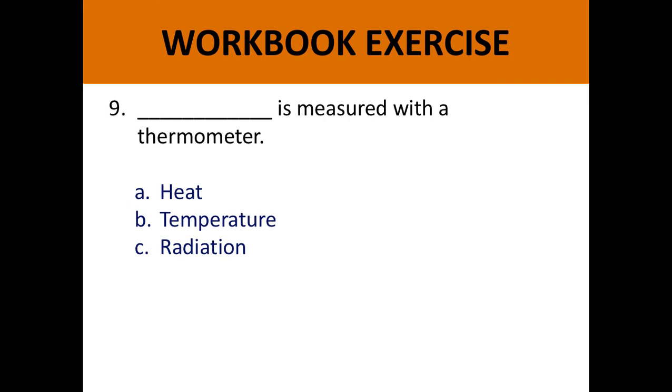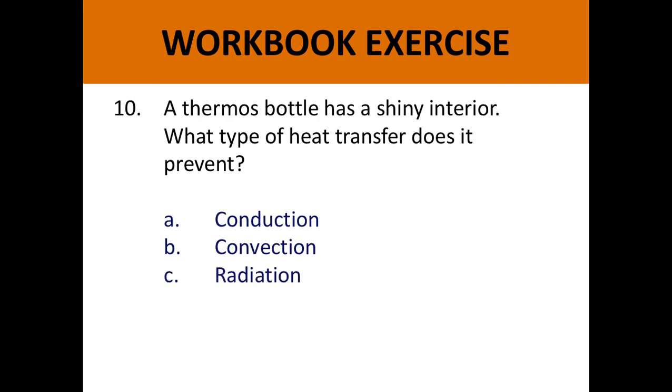Blank is measured with a thermometer. You have a choice of A, B, or C. Heat, or temperature, or radiation. Well, you can't really measure heat. Okay, that's a form of energy. So you can measure temperature. A thermos bottle has a shiny interior. What type of heat transfer does it prevent? Radiation.